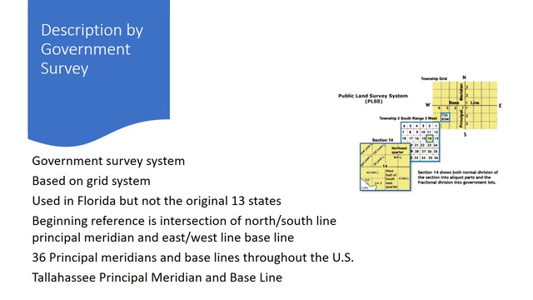The government survey system is based on the grid system. It's used in Florida, but not the original 13 states. The beginning reference is the intersection of the north-south line called the principal meridian and the east-west line, which is the baseline. There are 36 of these principal meridians and baselines throughout the U.S., and in Florida, Tallahassee is where the principal meridian and baseline meet.